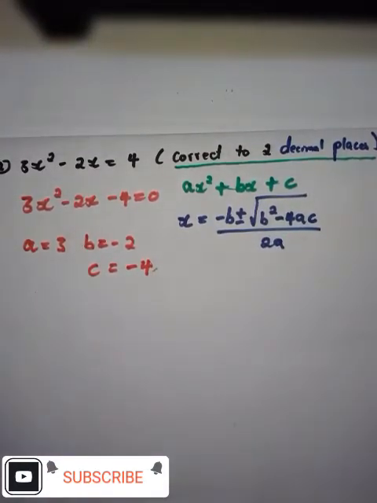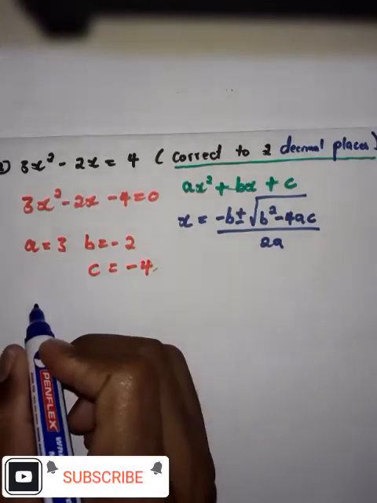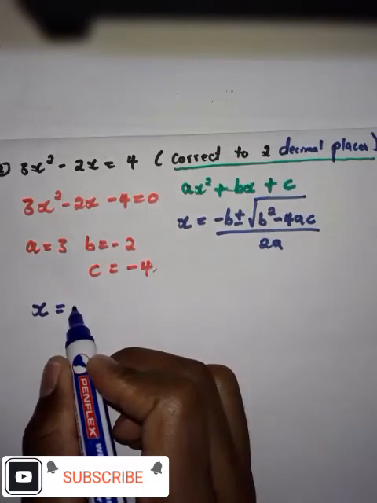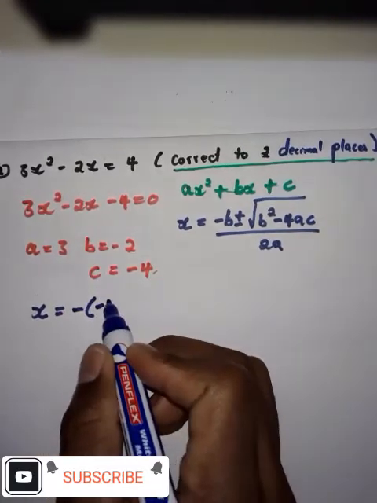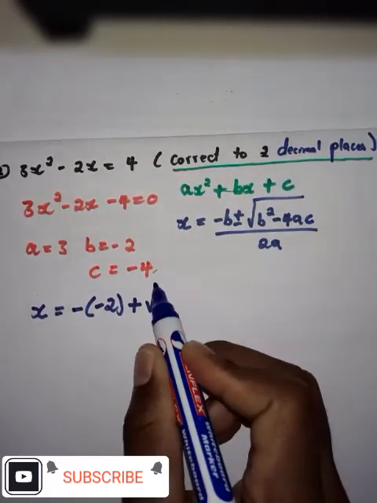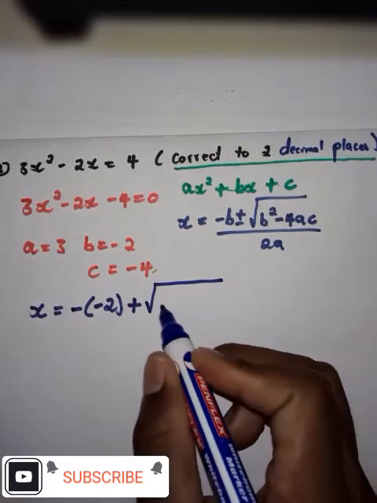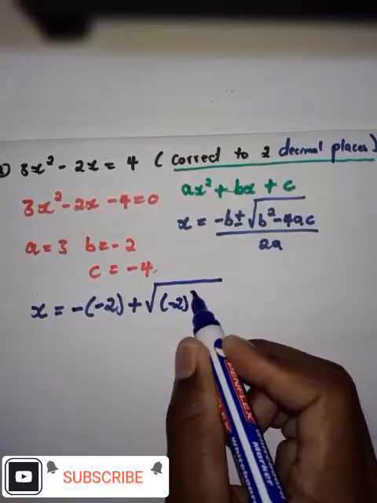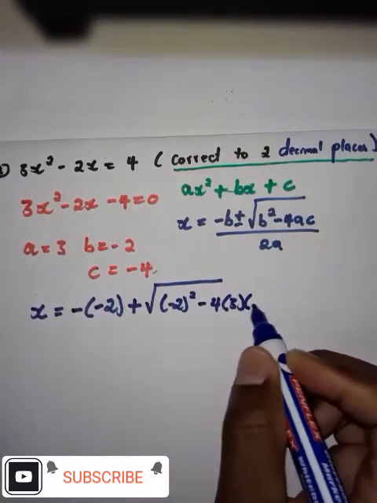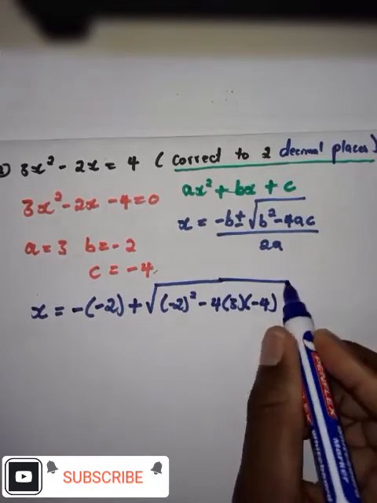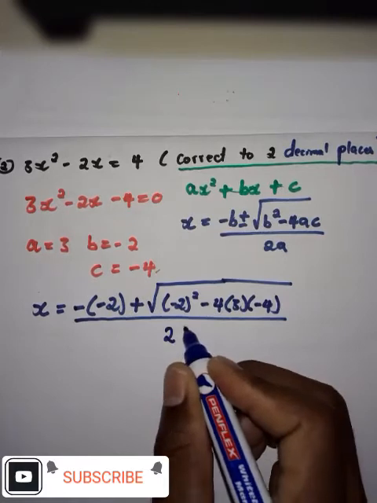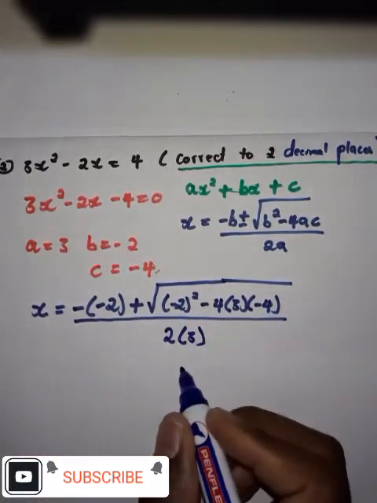So you just take this and substitute. So you're going to have your x as being minus b. So minus b, what's b? B is minus 2. You substitute with minus 2 here, and you take plus first time, and then you say square root of b squared. B squared is minus 2 squared minus 4. A is 3, and c is minus 4, right? And then you divide all of these by 2a, a is 3.